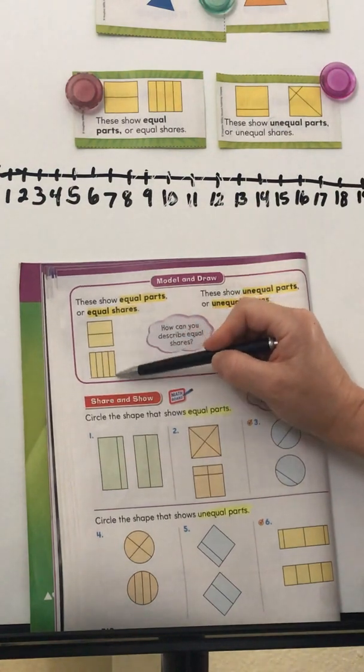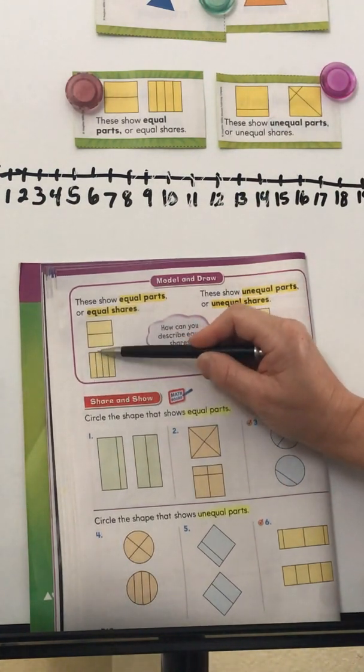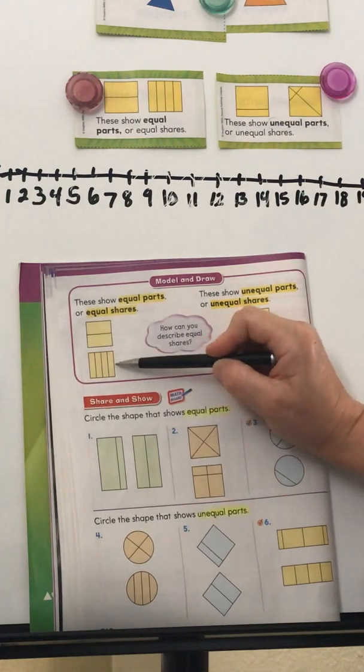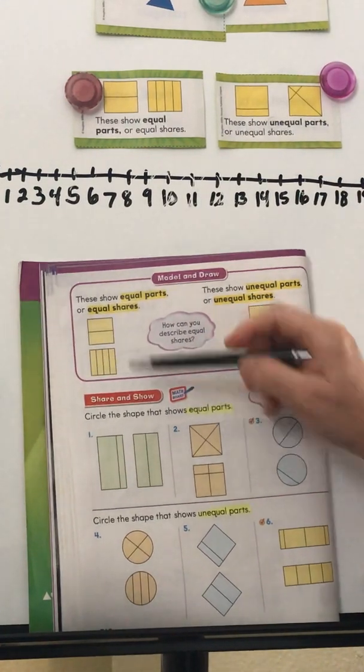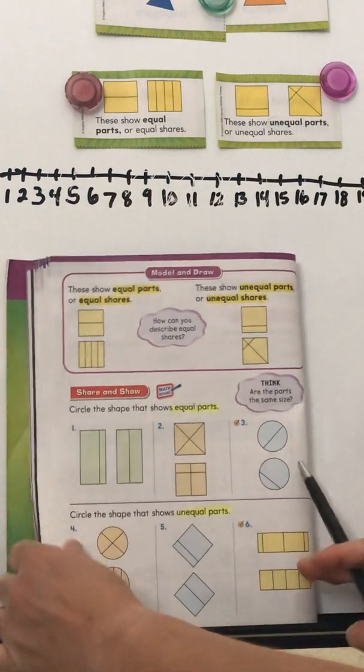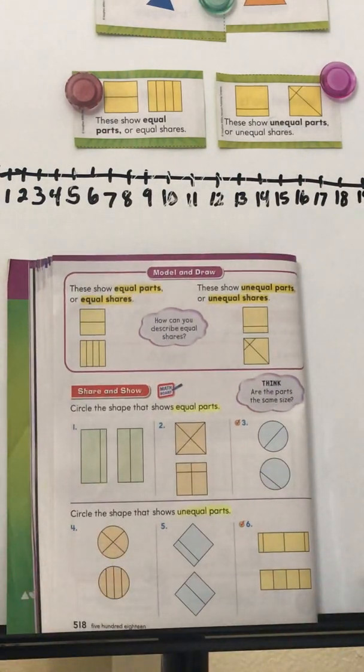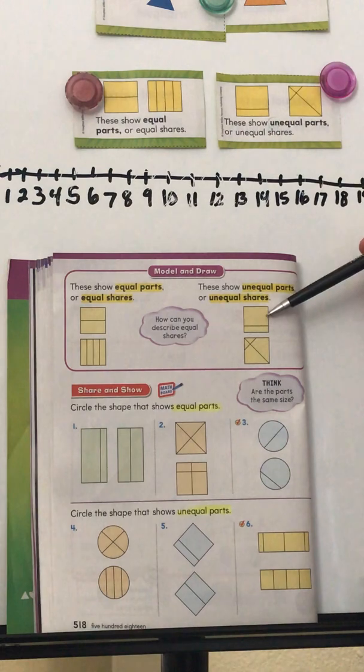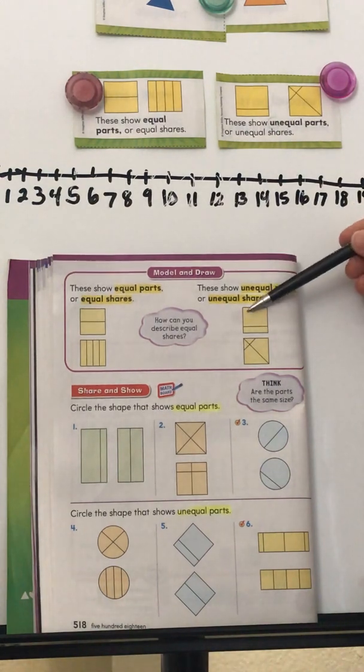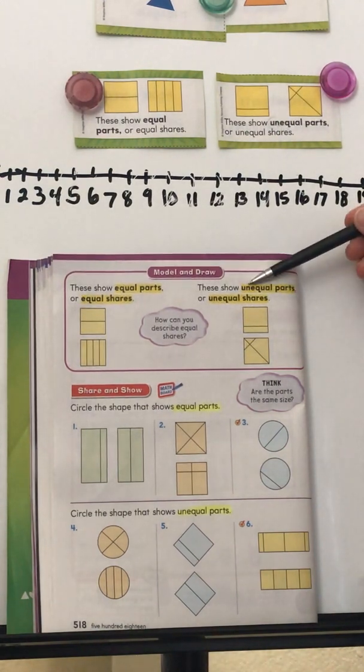Or if we're going to share it with more friends, we cut it into 4 pieces, then we would each get an equal share, the same amount, same size. Okay? But if you look over here, these shares or parts are not equal, unequal.